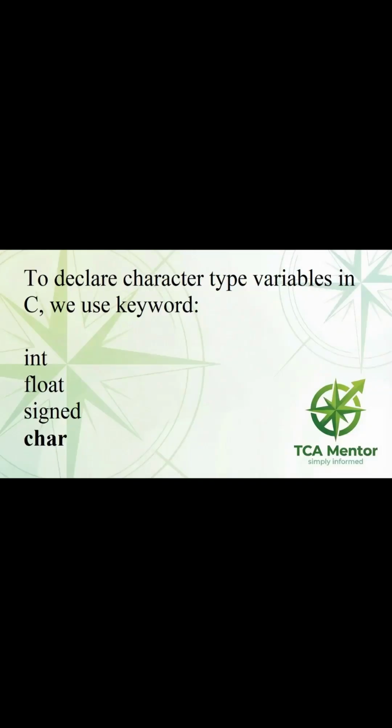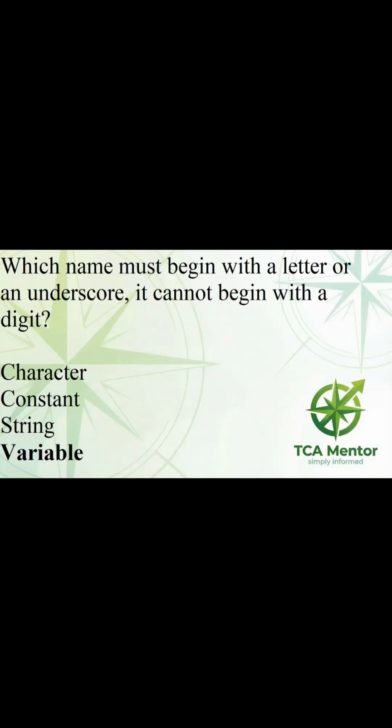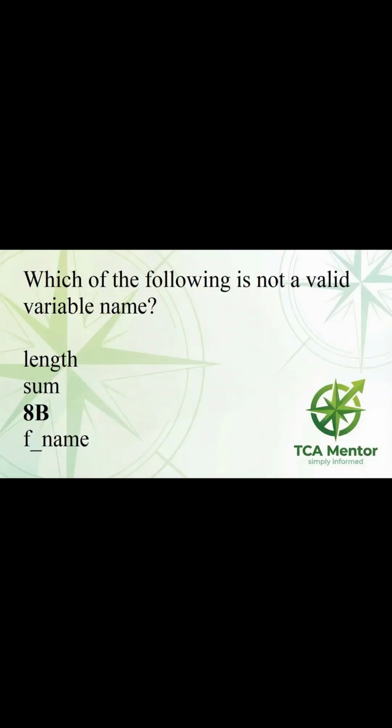To declare character type variables in C, we use ____ keyword. How many characters can be stored in a char type variable? Which name must begin with a letter or an underscore? It cannot begin with a digit. A ____ cannot be used as a variable name. Which of the following is not a valid variable name?